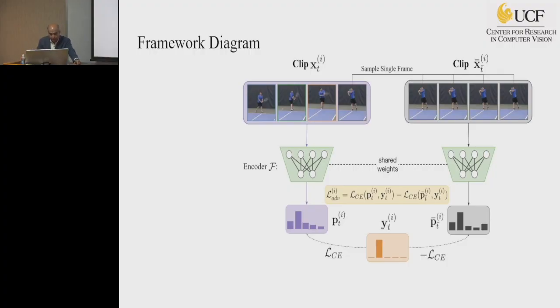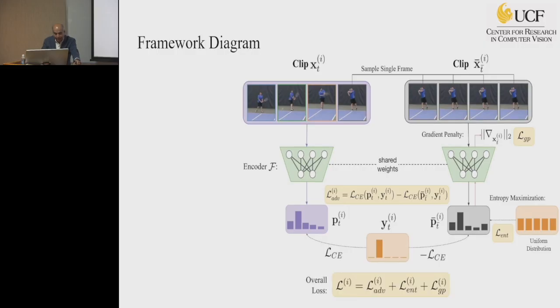So this is a cross entropy from here, cross entropy from here. We want minus that. So that's one. Now the other thing is that it kind of overdoes it and maximizes one particular action. So we want to fix this. We'll take this distribution and do entropy maximization, so it's uniform for all classes. Then we will add the third loss, which is a regularization, a gradient penalty, used as standard in the GAN framework. And that's it. We'll take these three losses, add them up, and it works.